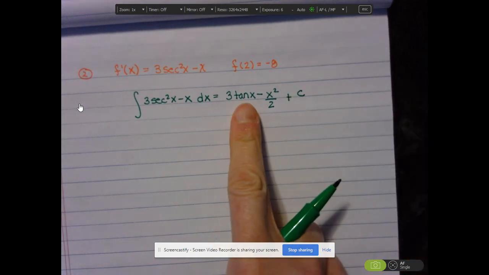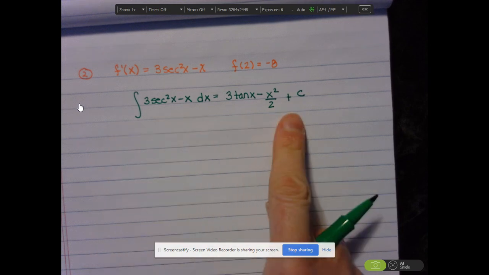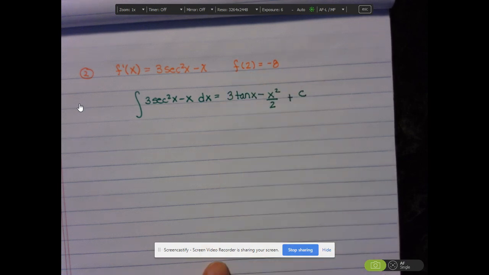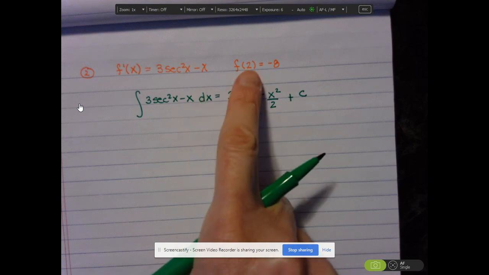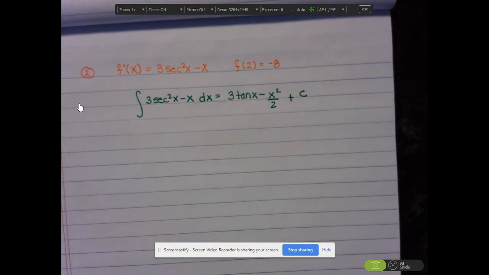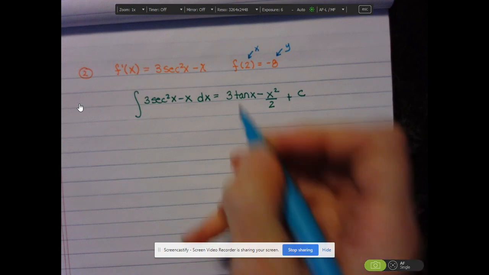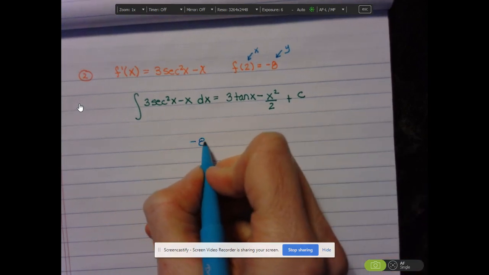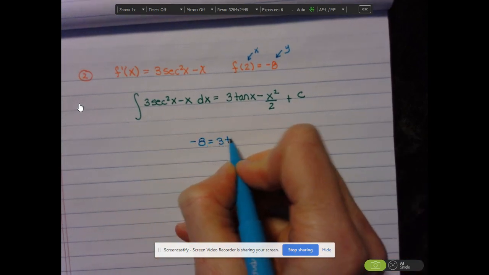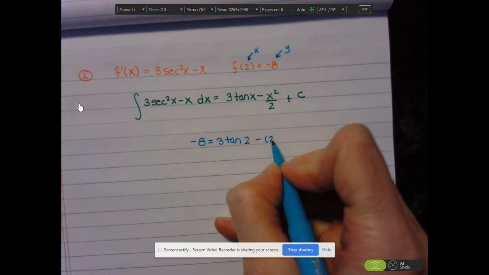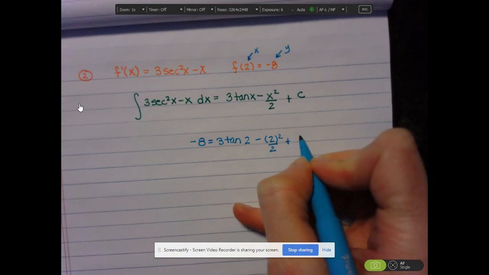So that's the general solution. When the question comes up, when do I use the plus c? Always when you're doing an antiderivative. Except now we're going to take this one step further. We're going to find the actual function with this condition. So again, I have my x value and a y value, and I'm going to substitute that in. So 3 tangent of 2 minus 2 squared over 2 plus c.